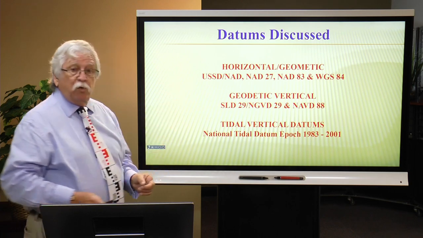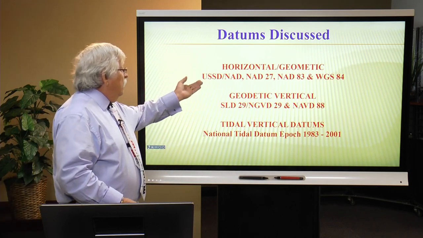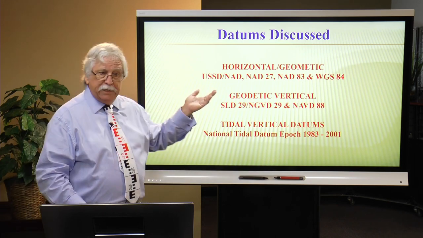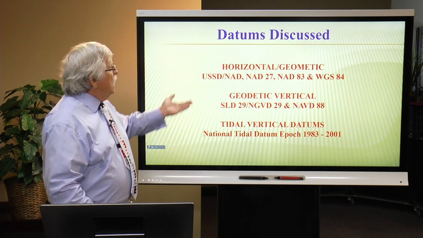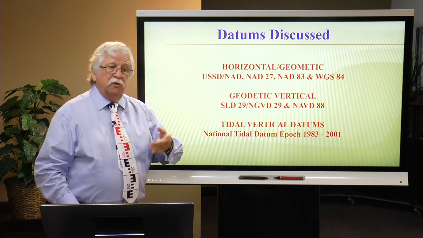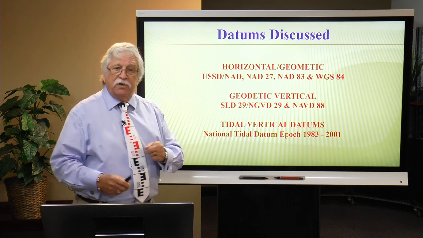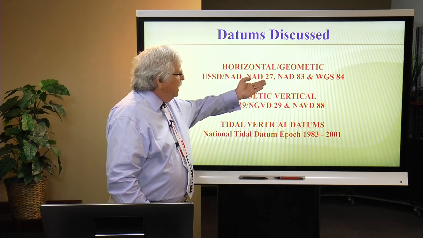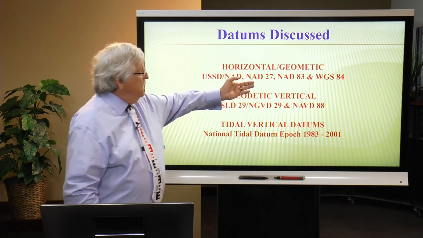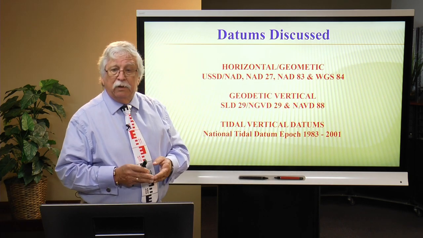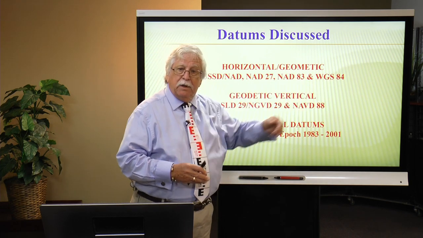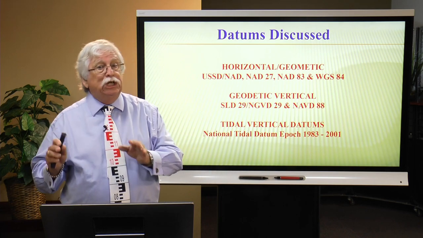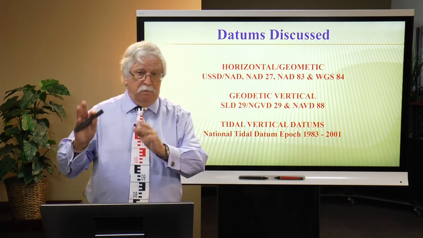So the datums I'm going to discuss in this session are the U.S. standard datum, which is really our first national horizontal datum, goes back to 1900. The North American datum, which was just a change in name when it was adopted by the Canadians as well in 1913. Then there's the North American datum of 1927, our current datum, North American datum of 1983, and the World Geodetic System 1984, which is the defined coordinate system for GPS only. All right, so I'll come back to that.